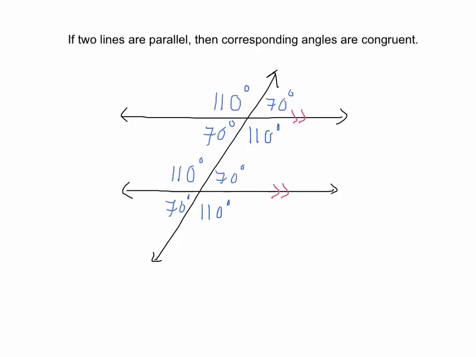And we are going to use these ideas a lot this year. If two lines are parallel, corresponding angles are congruent. And if two lines are parallel, then alternate interior angles are also congruent. And alternate exterior angles are also congruent. And finally, if two lines are parallel, same side interior angles are supplementary, and same side exterior angles are also supplementary. And we can call those theorems because they are things that we can prove as opposed to things we just have to accept as being true.